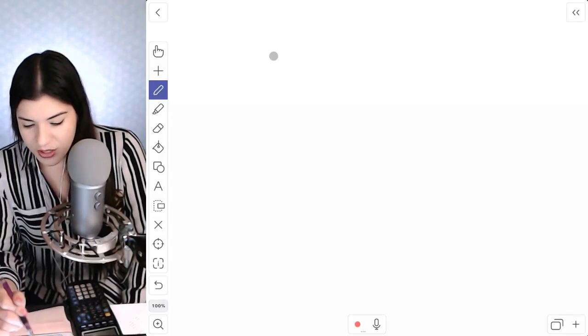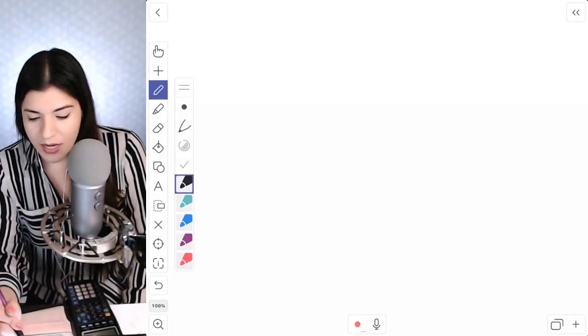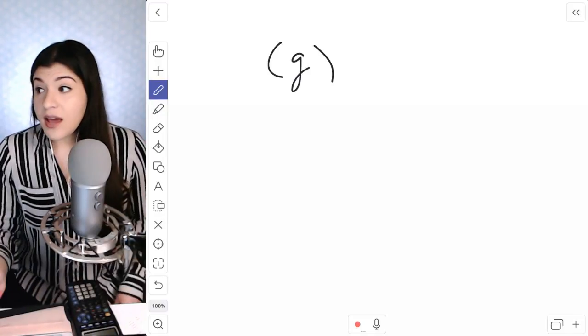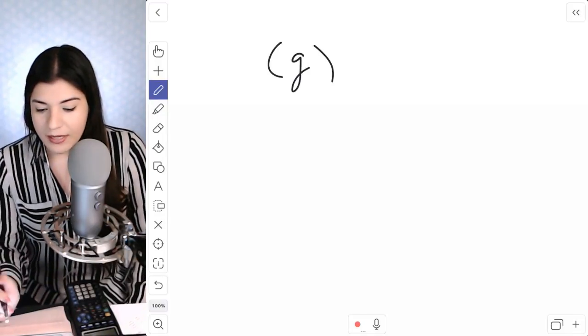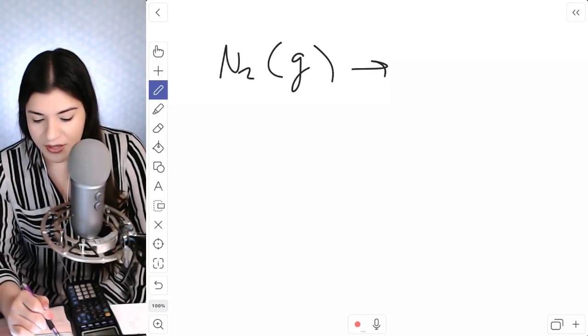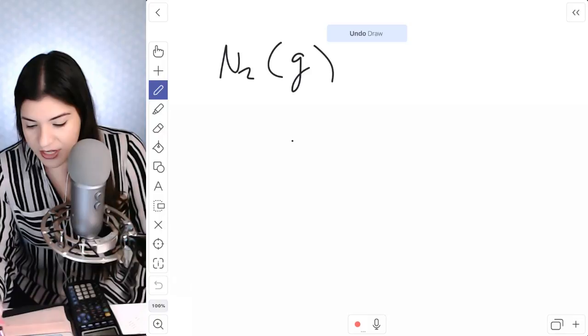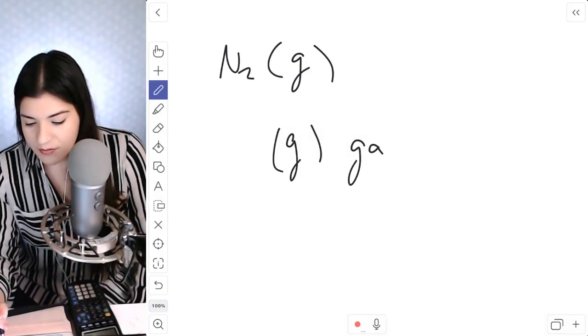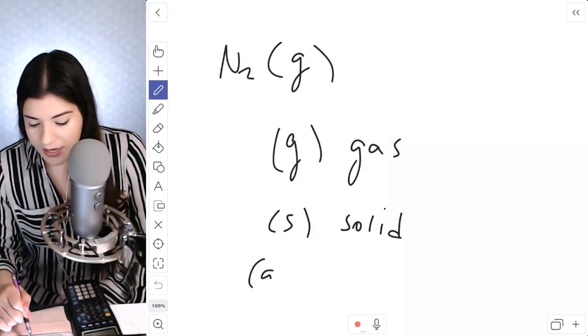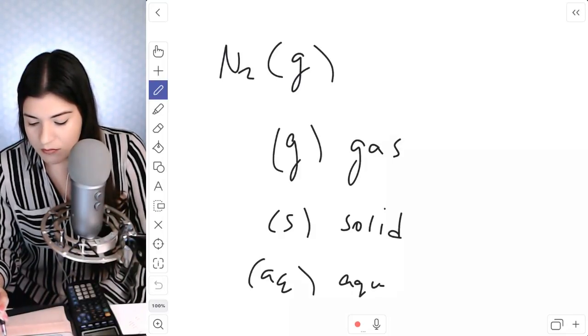So what g means is gas. This is how we would write it. For example, you would have N2 gas. g really just stands for gas. So g means gas, while s means solid, while aq means aqueous.